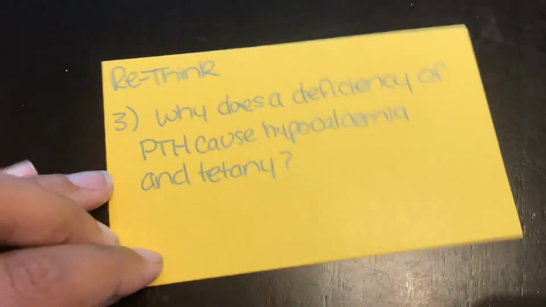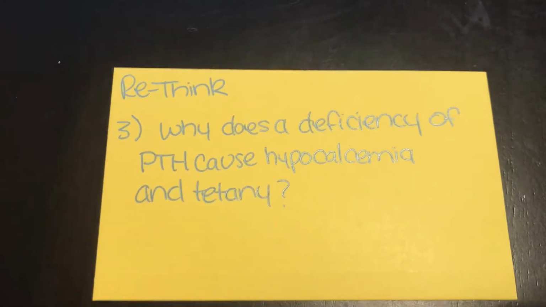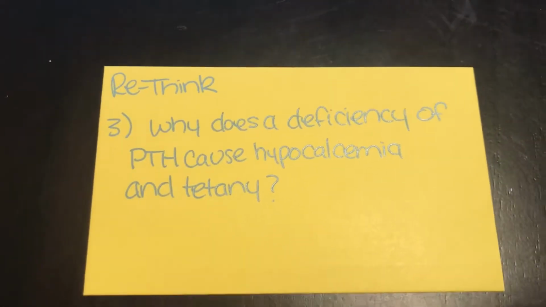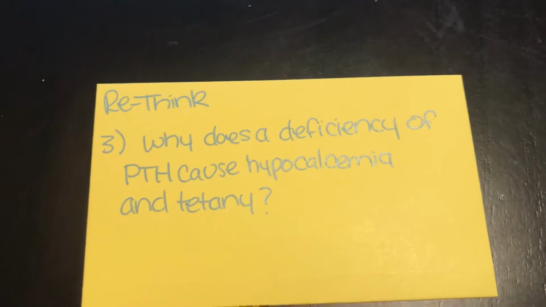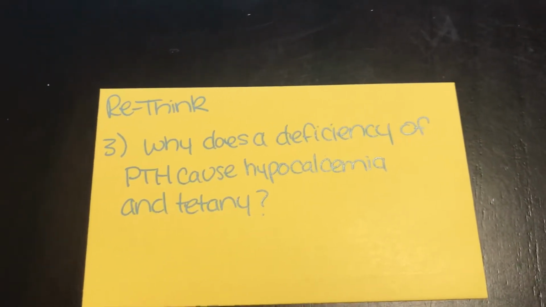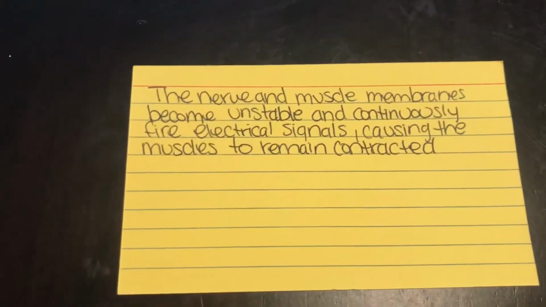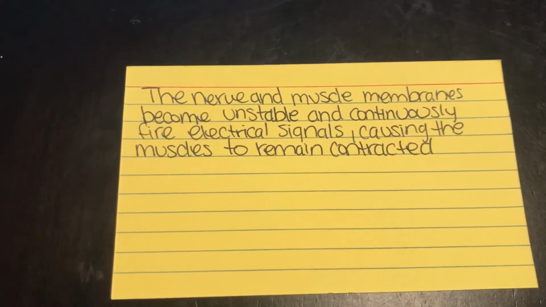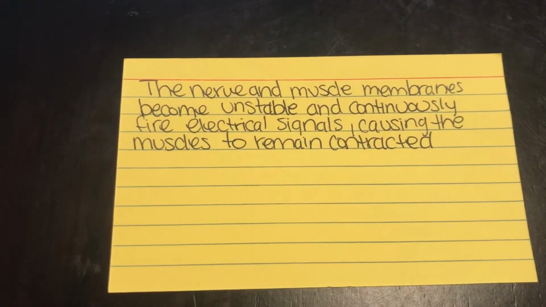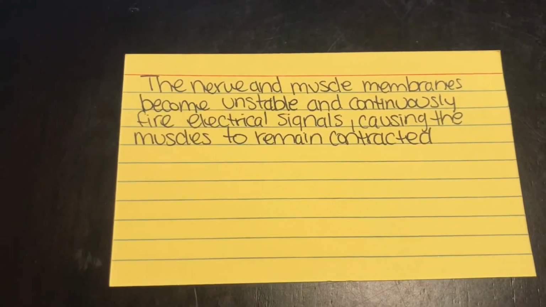And number 3, why does a deficiency of PTH cause hypocalcemia and tetany? The nerve and muscle membranes become unstable and continuously fire electrical signals, causing the muscles to remain contracted.